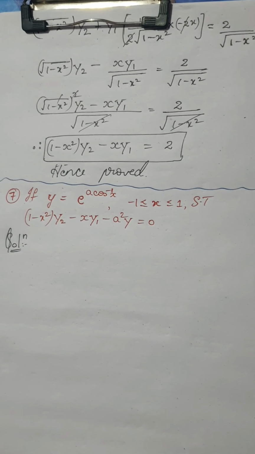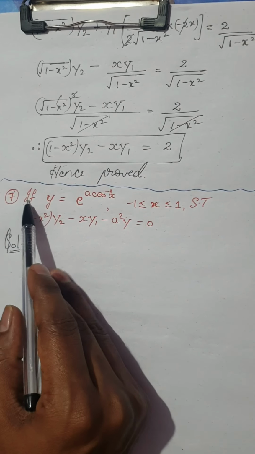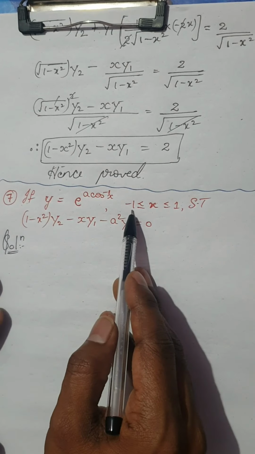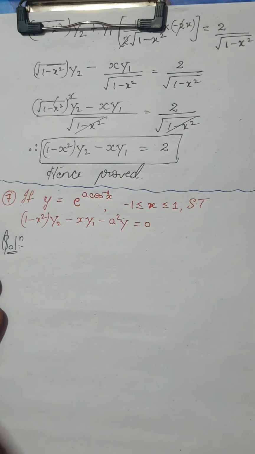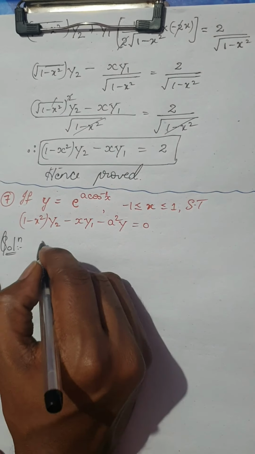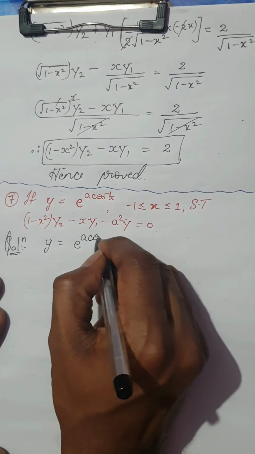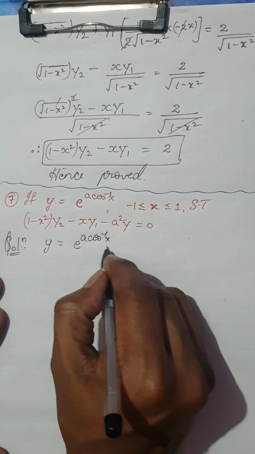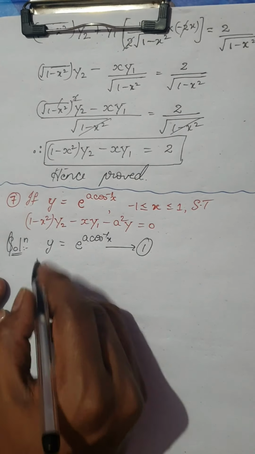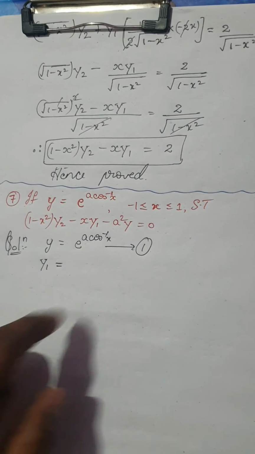Okay friends, so we shall conclude this session by taking one last question for the session. If y is equal to e power a cos inverse x, with the condition x lies between closed interval -1 to +1, I have to prove the above result. Okay, let's directly consider. I have y is equal to e power a cos inverse x. Let me treat it as equation 1. So the first derivative is, now what is derivative of e power f of x?